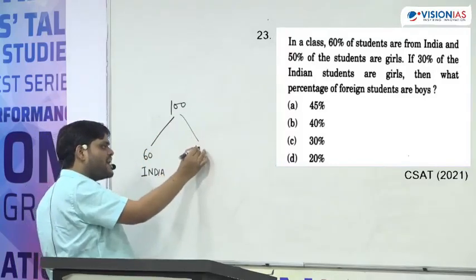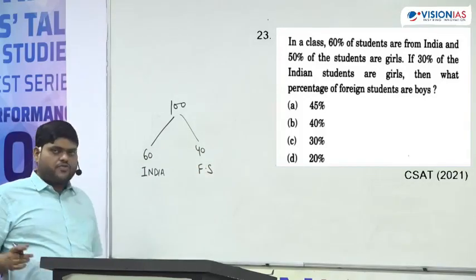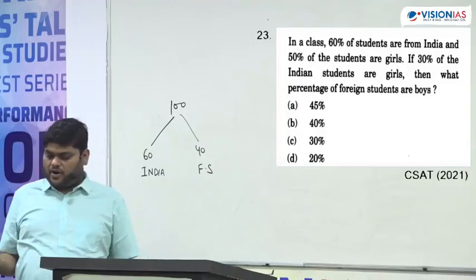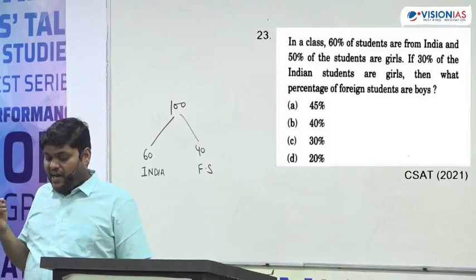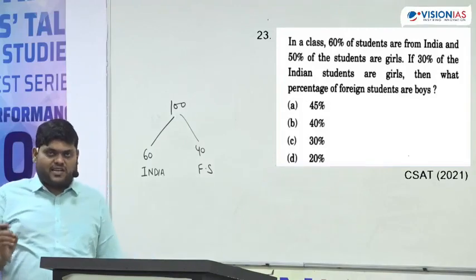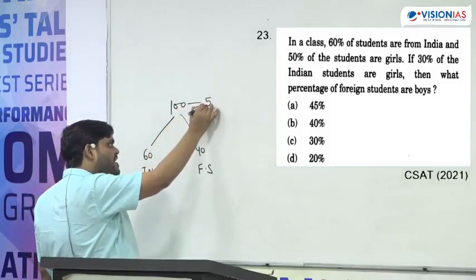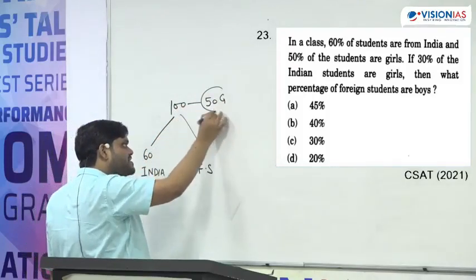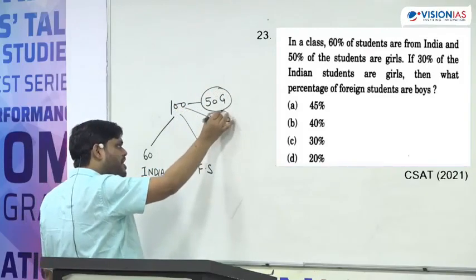It looks like 40 are foreign students. 40 are foreign students from abroad. Okay. Now, 50% of the students are girls. Now another statement is given. That means out of this 100, 50 are girls. If 50 are girls, that means 50 are boys.